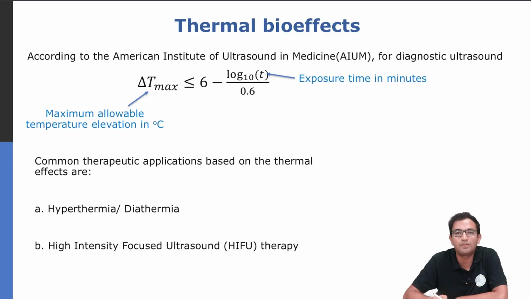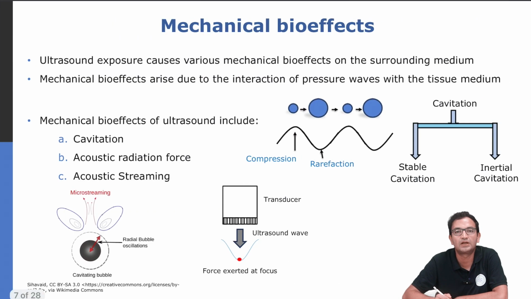So, common therapeutic applications, if you remember, based on thermal effects are hyperthermia, which is also called diathermia, where you elevate the temperature of tissue by a few degrees to improve recovery, for example, wound healing, bone and tendon healing, etc. And then there is high intensity focused ultrasound therapy, where you actually kill the tissue by thermal necrosis using this thermal bioeffect. Then we discussed cavitation, which is the formation, growth, and collapse of microbubbles in response to ultrasound.